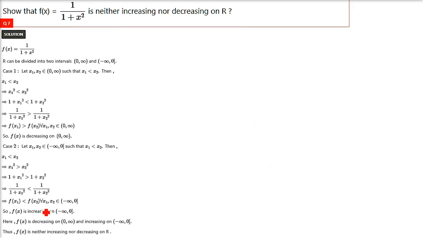Now let me show you here. This is the solution. Same thing you have to do. As I told you, you have to divide this real number into 0 to infinity and negative infinity to 0. Same thing you have to do for 0 to infinity, show that it is decreasing. Again from negative infinity to 0 you have to show it is increasing. And since 0 to infinity and negative infinity to 0 together are the real numbers, one time it is increasing, one time decreasing, it is not possible. If in one range it is increasing, it is okay. But in the same range, if it is increasing and decreasing, it is neither increasing nor decreasing.